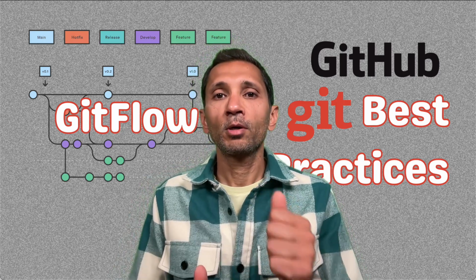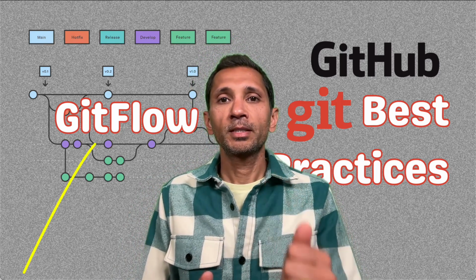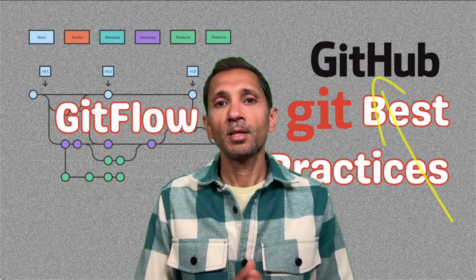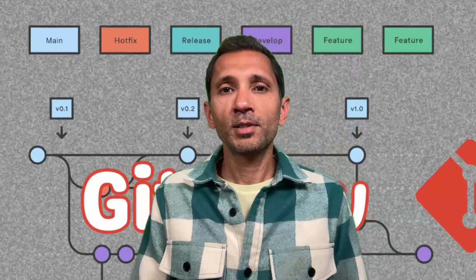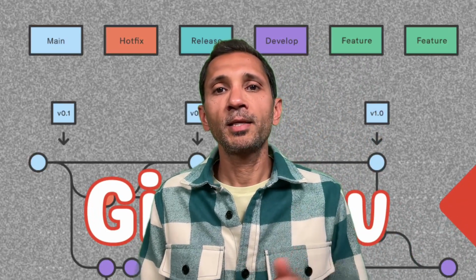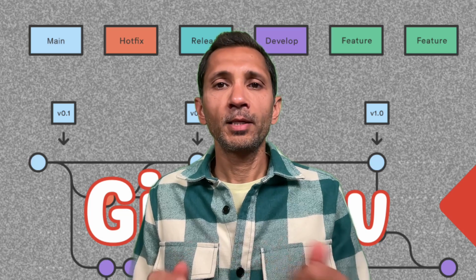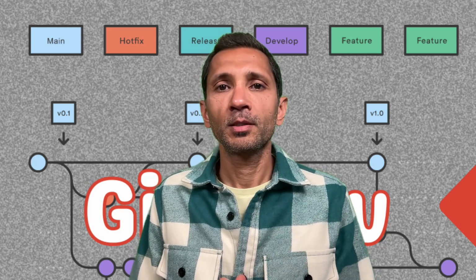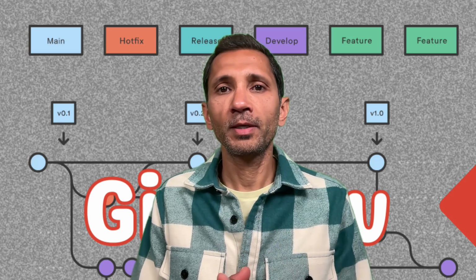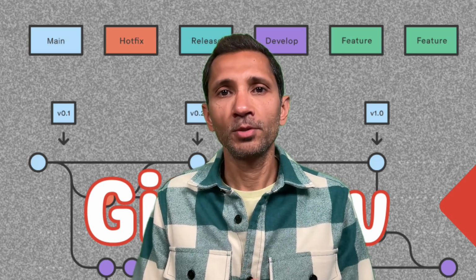Welcome to our tutorial on mastering Git, where we will take a deep dive into GitFlow, GitHub, and best practices for effective version control. GitFlow is a robust branching model designed to streamline the development and release process. It divides work into different branches like master, development, release, hotfix, and bug fix branches. Let's break down the different branches and see what they are used for.